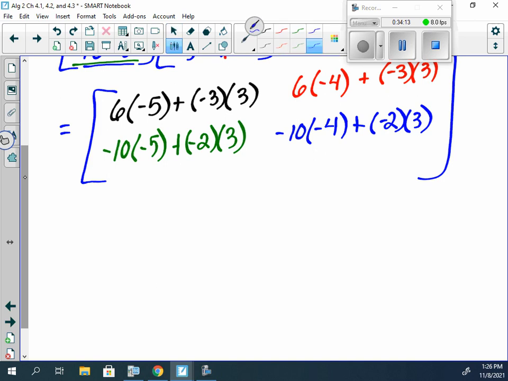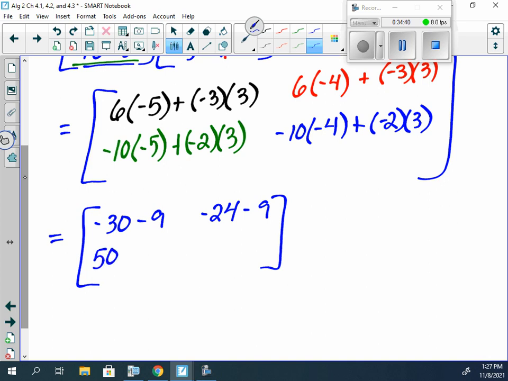And last but not least, all we need to do is simplify these numbers down. So 6 times -5 would be -30. -3 times 3 is -9. 6 times -4 would be -24. -3 times 3 is -9. -10 times -5 would be 50. -2 times 3 is -6. And lastly, -10 times -4 is 40, and -2 times 3 is -6.